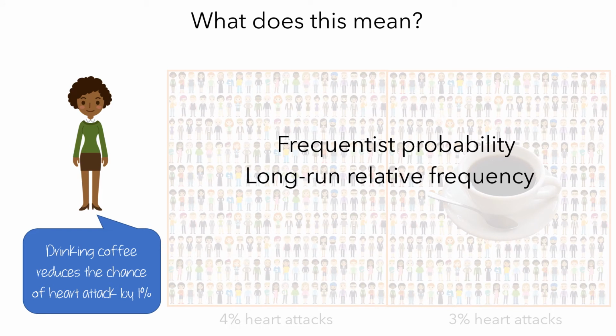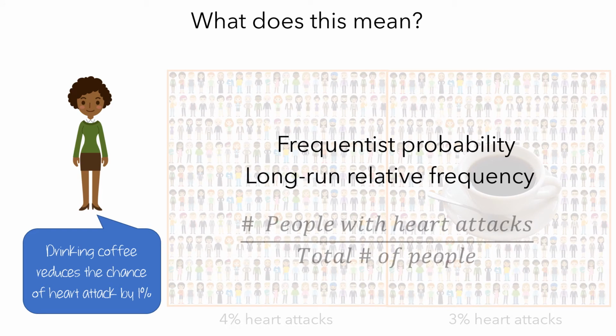That is, they had to look at a lot of people, and then they counted the number of people who had heart attacks and divided by the total number of people. This is the notion of probability that is used most frequently when making statistical inferences.